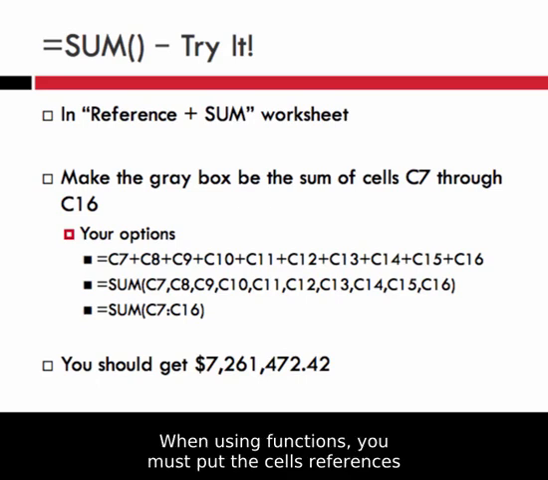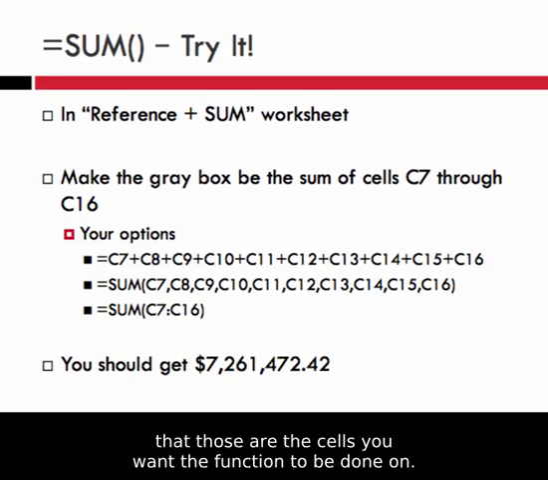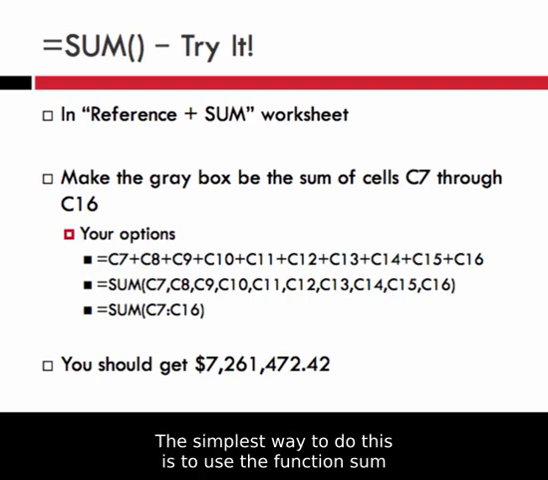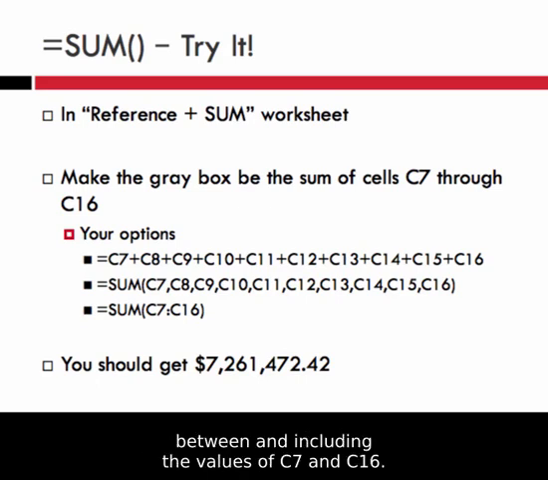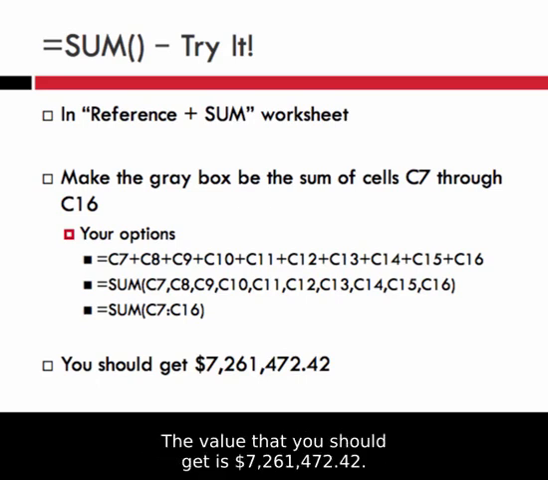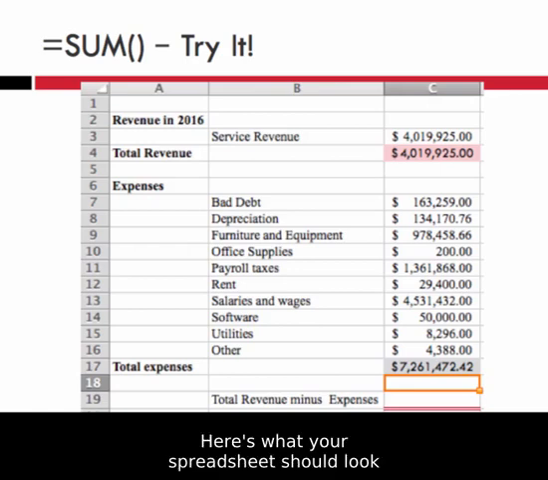When using functions, you must put the cell references in parentheses to indicate that those are the cells you want the function to be done on. The simplest way to do this is to use the function sum and use the semicolon to indicate you want all the cells between and including the values of C7 and C16. The value that you should get is $7,261,472.42. Here's what your spreadsheet should look like after you've done the sum function.